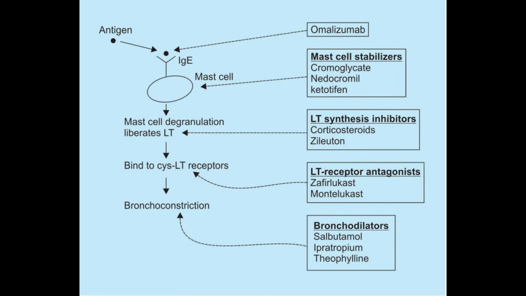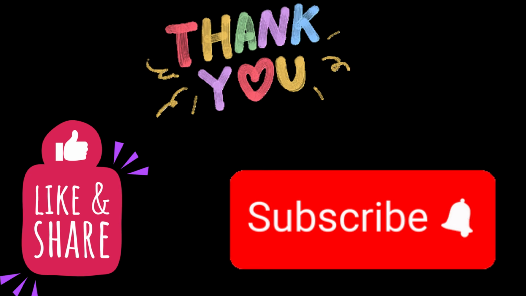The next ones are the leukotriene receptor antagonists like zafirlukast and montelukast. So they will not allow the binding of leukotrienes with the receptor. And at the last, bronchodilators like salbutamol, ipratropium, and theophylline. Now we will discuss the details of the drugs in the next video.